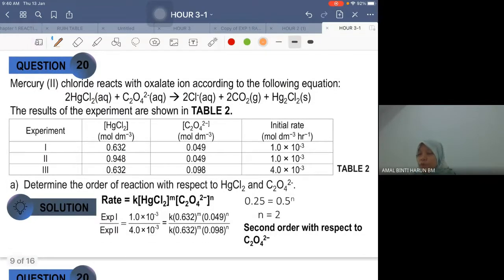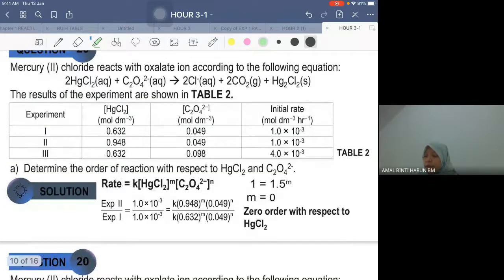Kemudian, we have mercury chloride. Lepas tu, apa tadi? Determine the order of reaction with respect to the mercury chloride. Okay, so repeat proses yang sama. Tulis rate law dengan betul, where M is the order for silver chloride and order for the carbonate. So you akan dapat second order. Check lah jawapan kamu. Second order respect to C2O4 oxalate ni.